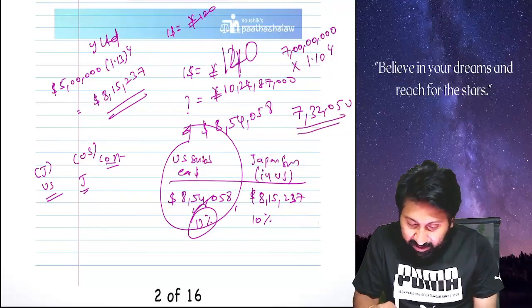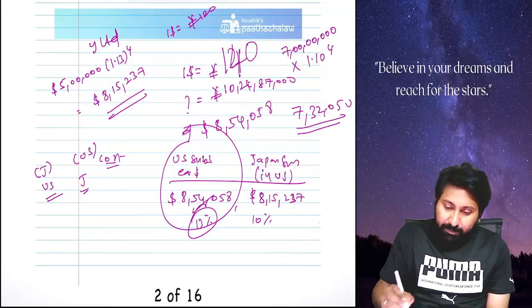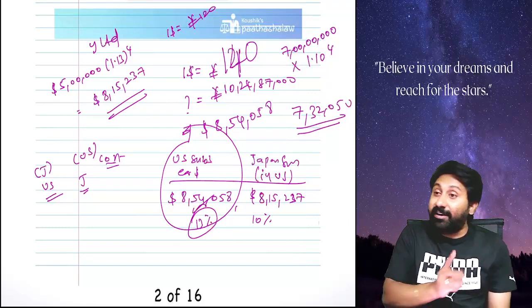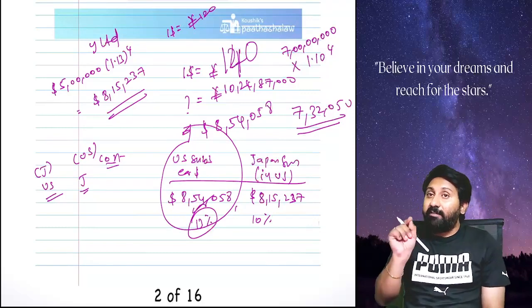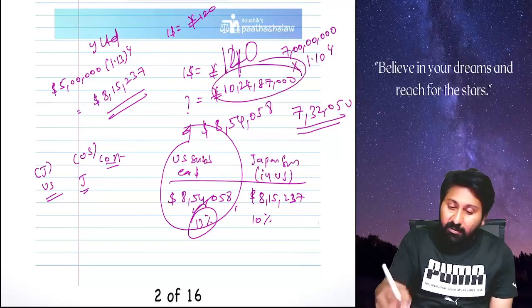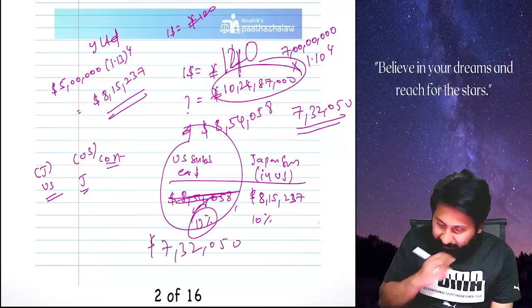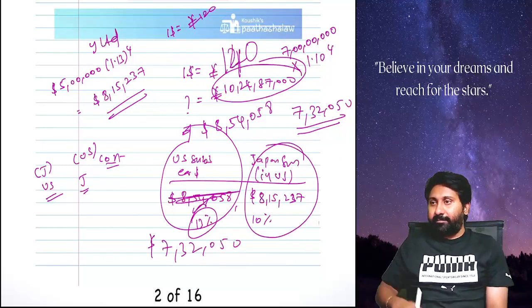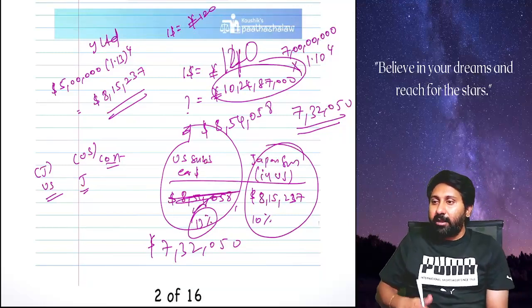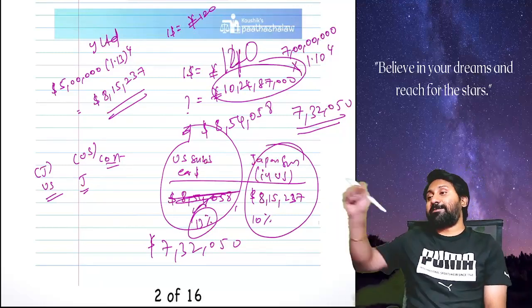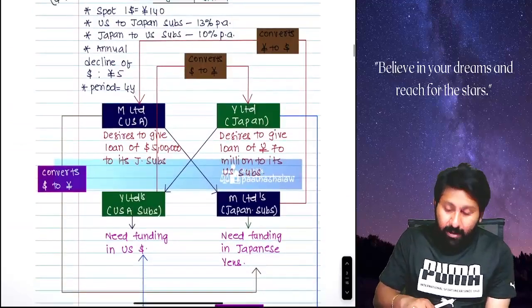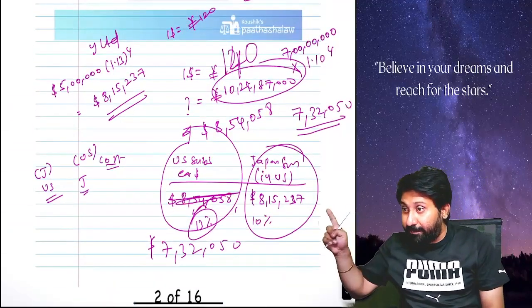This will be the payment made by whom? The US subsidiary in Japan will pay in yens. These many yens. The equivalent amount in dollars will be 7 lakh 32,050. This anyway will not change, because we are not converting. So in that case, who will win? The US subsidiary will win.